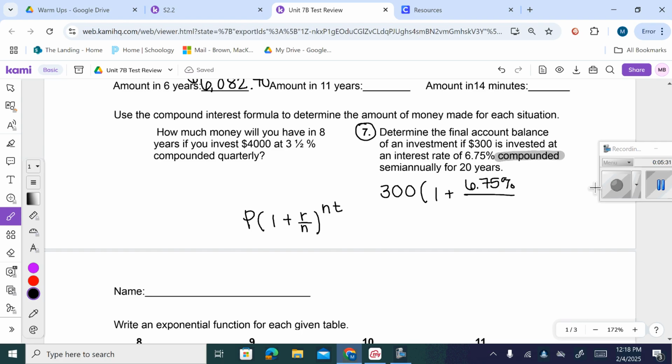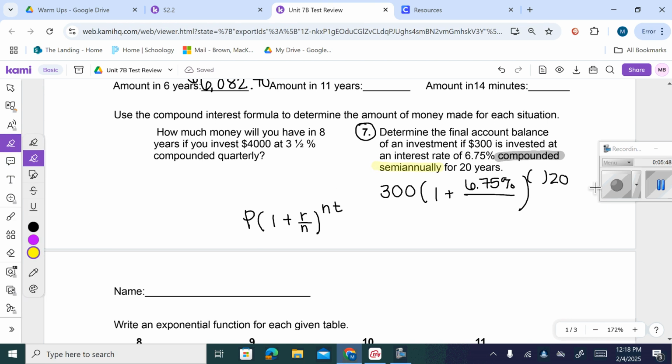20 years. Okay? Whoa, 20 is your what? Hold up. 20 is your years, your time. So 20 is going to go up here in the exponent. But I also need my N. N is the number of times it's compounded. What word tells you that one?